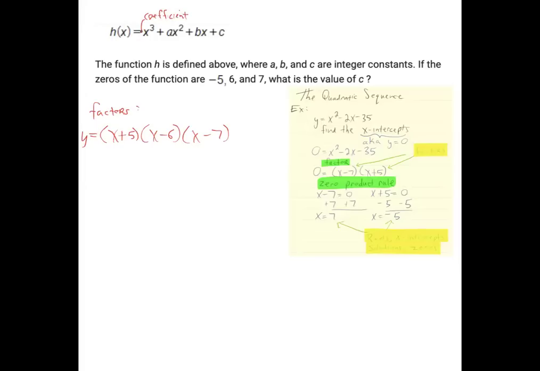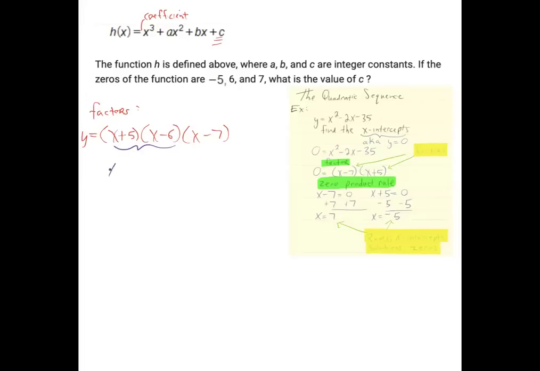Because if there were, let's say, a 5 in front of the x cubed, then we would put a variable here, usually the letter A, and then you plug in a point and you can solve for that variable. But because we know that there's no coefficient in front of the first term, we can just take these three factors and say, well, that's our polynomial. So now we need to multiply these out to find out what C would have been with those as our factors.